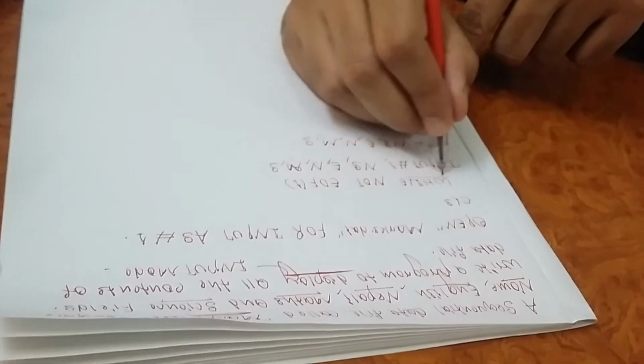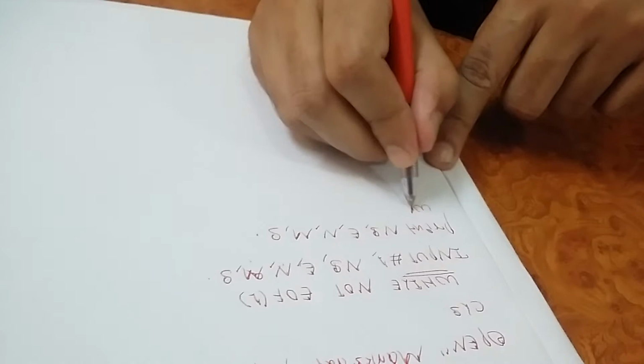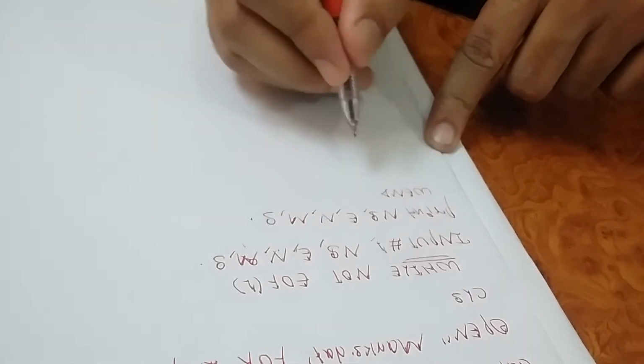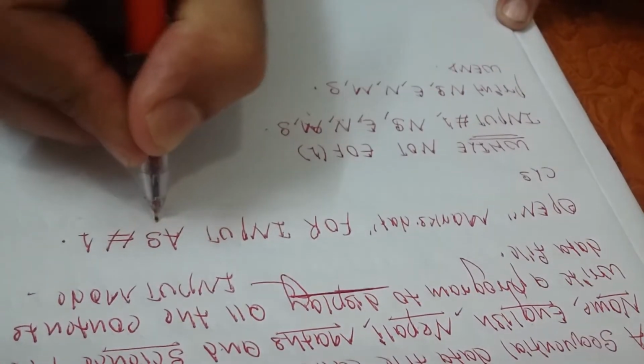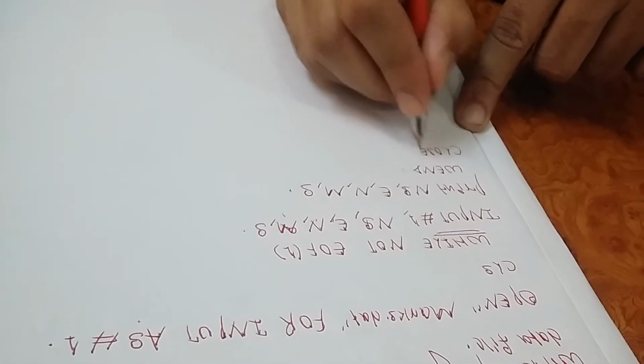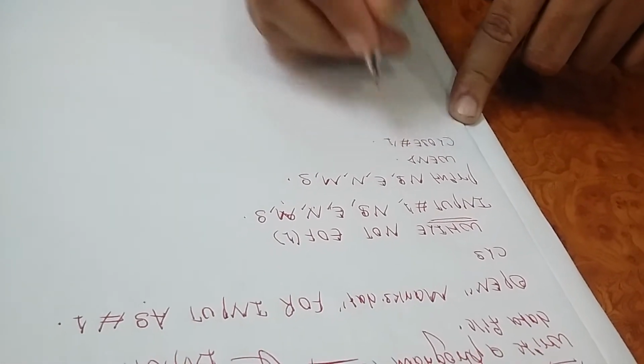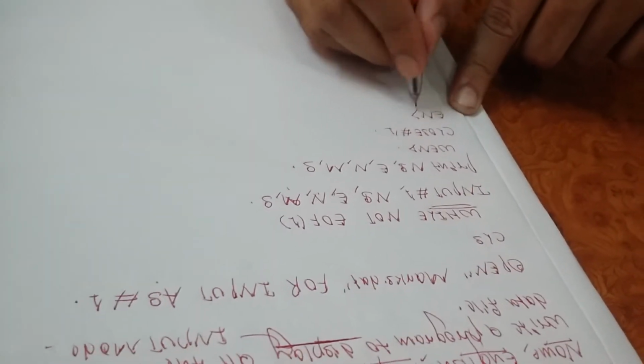So there's a WHILE, so the loop ends by WEND. We have opened the file number 1, so we have to close the file 1 and we have to END. So this ends the program.